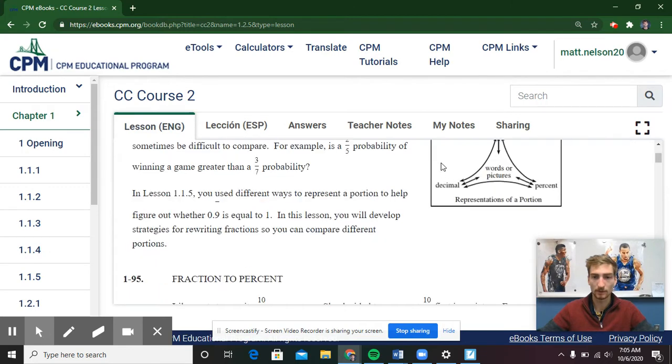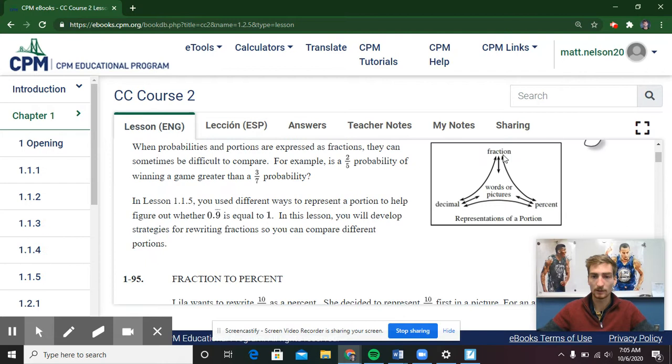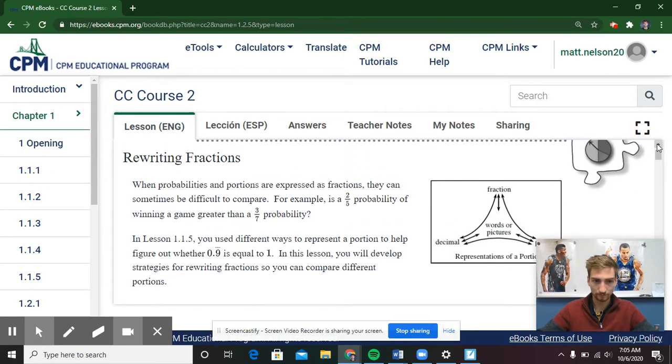So as you see over here, it has representations of a portion, and here you'd write the fraction up top. So for example, it was 2/5, and you write 2/5 up top, and then you write 2/5 as a decimal, so 2 divided by 5, which would give you 0.4, and then you multiply it by 100 to get to your percent. All right, so that's how you would write the three different ways of representing a probability.